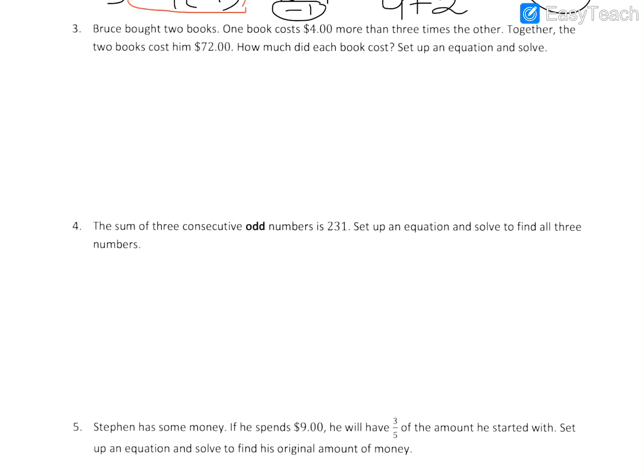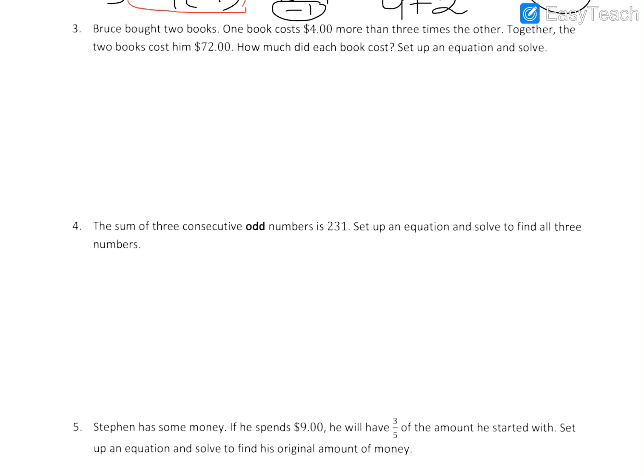All right, number 3. Bruce bought 2 books. One book cost $4 more than 3 times the other. Together, the 2 books cost him $72. How much did each book cost? Set up an equation and solve. Okay, so the first thing I'm going to do is ask you guys, what did you write for your equation? So go ahead and enter that in now.